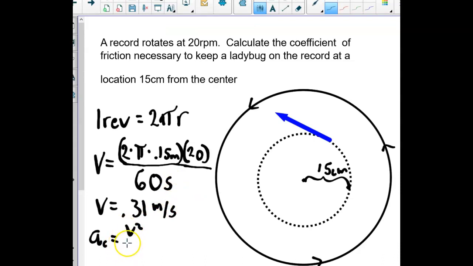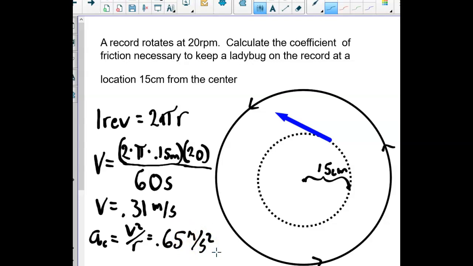Anyway, we're taking the centripetal acceleration, calculating that as v squared over r, which is going to be the 0.31 squared divided by the radius, which is 0.15 meters, and that would be 0.65 meters per second squared.